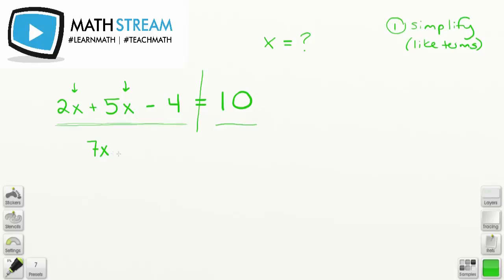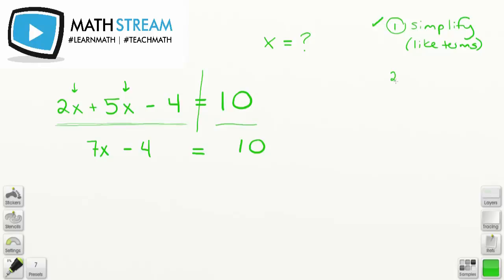Now, minus 4, that's a different thing. If we're talking weights, that's our weight. We're not going to combine that with the suitcases. On the right side, is there anything we can simplify? No, it's just 10. So we've got to leave it as 10. So step 1 is done. We have simplified, we've combined the like terms that we can combine, and now we move to the second step.